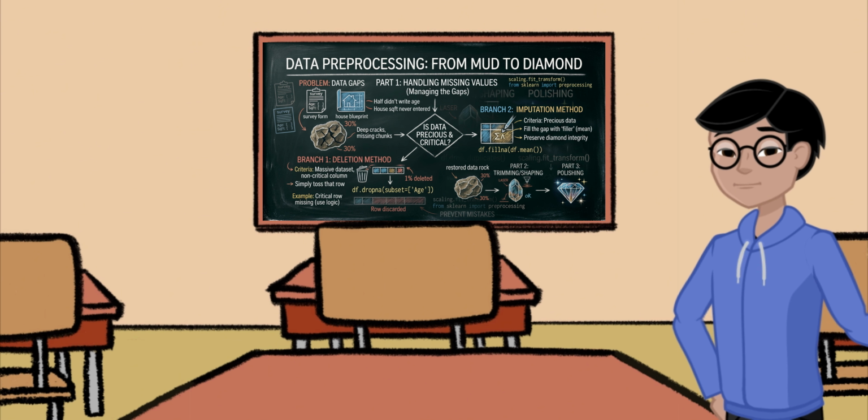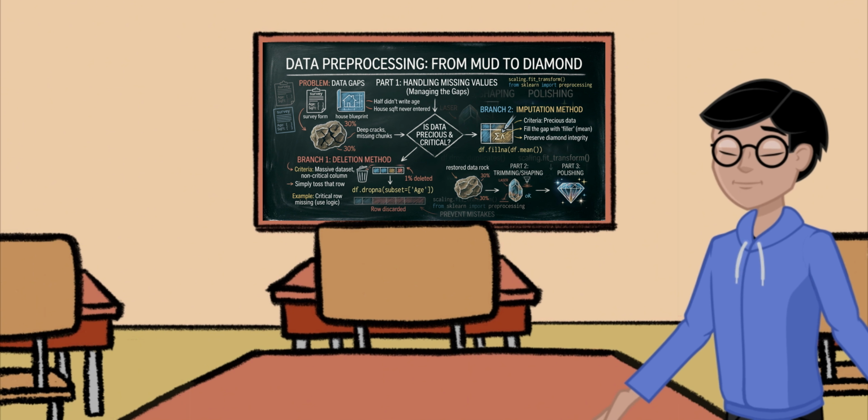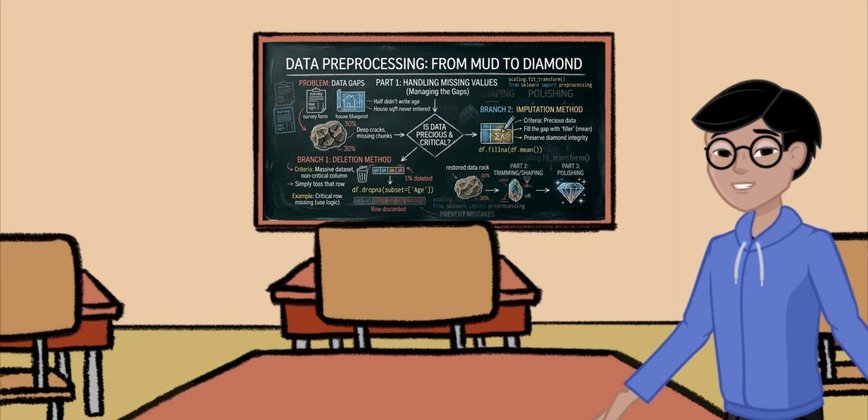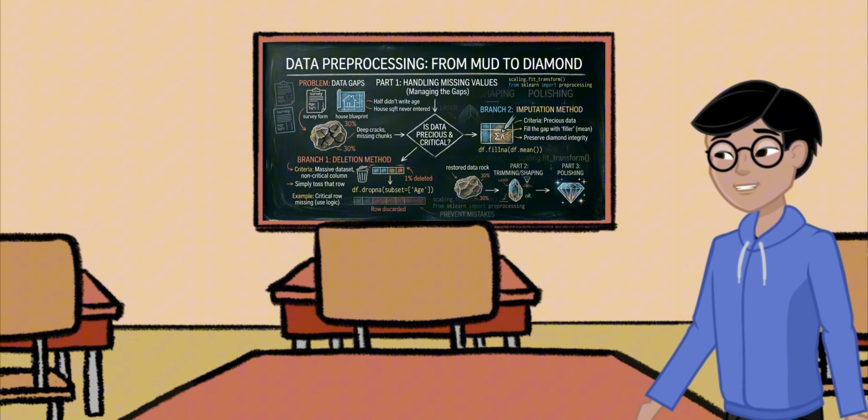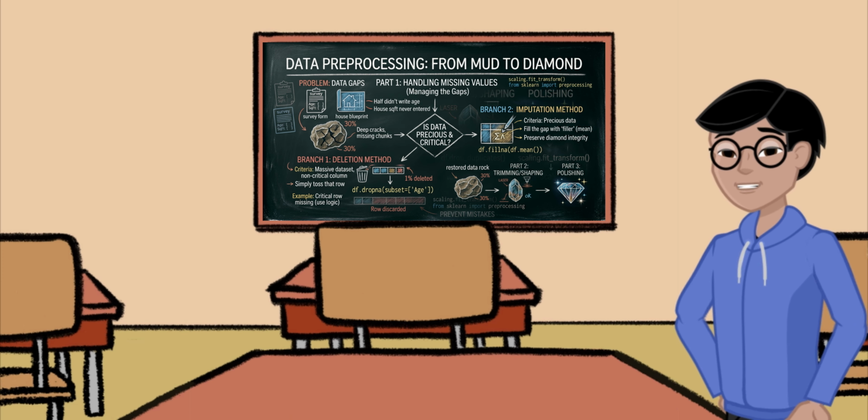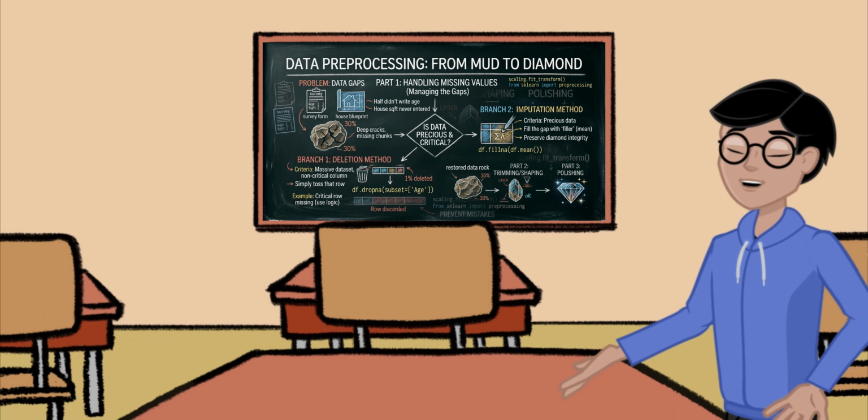However, if the data is precious, we use the imputation method. We fill the gap with a filler that matches the surrounding texture. For numerical data, we usually take the average mean of that column and write it into the void. This way, we preserve the integrity of the diamond and prevent the model from making mistakes.